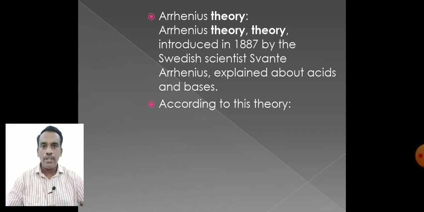In our previous video, we discussed the properties of acids and also the properties of bases. In this video, we are going to give the definition of acids and bases according to the Arrhenius theory that was proposed in 1887. So, what is an acid according to Arrhenius?